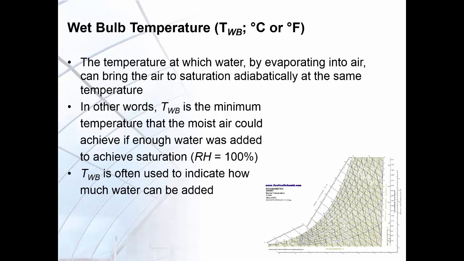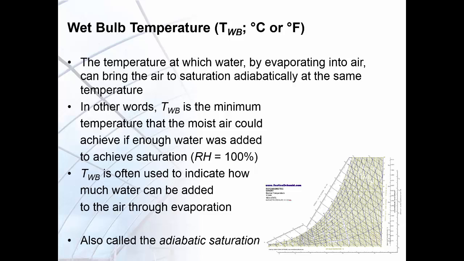Wet bulb temperature is also often used to indicate how much water can be added to air through the evaporation process. Wet bulb temperature is also called the adiabatic saturation temperature.